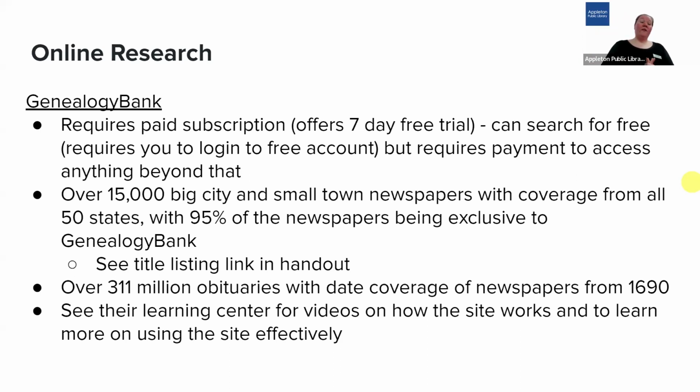But on this site, they have over 15,000 big city and small town newspapers with coverage from all of the 50 states. And 95% of all the newspapers that they have on here are exclusive just to this site, meaning you can't find those newspapers on newspapers.com or on Chronicling America. They're only on Genealogy Bank. So the vast majority of stuff on here is only on that site. Again, I've got a link in your handout that gives you a whole list of all the titles, and you can search what titles are available on that site before you decide to pay for a subscription.